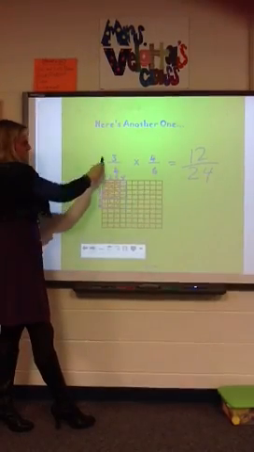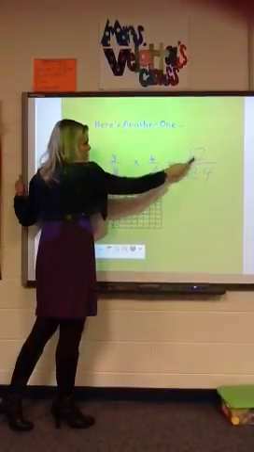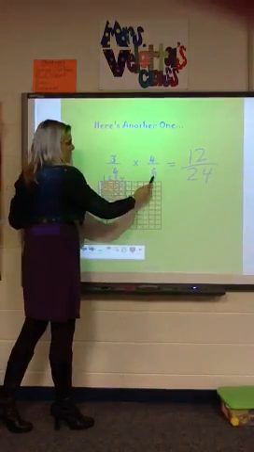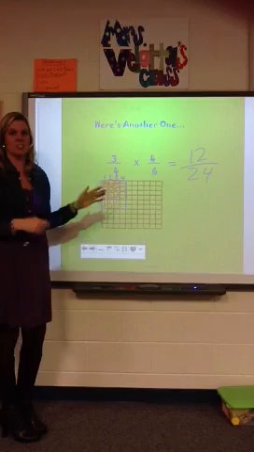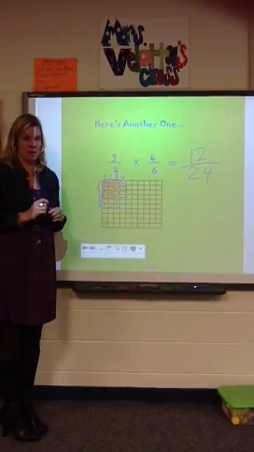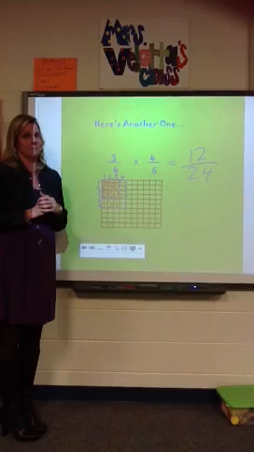Now let's see if that checks out when we multiply across. 3 times 4 equals 12. 4 times 6 equals 24. Remember, when you're multiplying fractions, you do not have to find a common denominator. You do not. Now, there is one more step. Do you remember what it is?